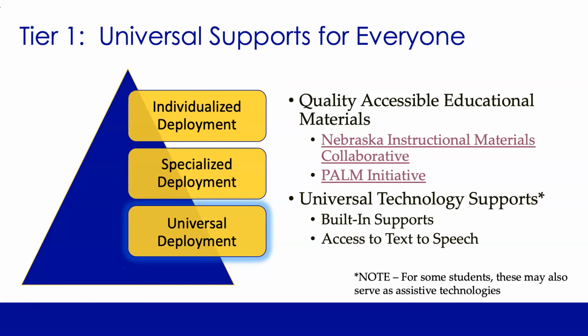In other words, they may not have the decoding or the perceptive skills at the time that they need them in order to gain access to the text-based information. So access to text-to-speech is a really powerful universal technology support that should be widely deployed. This would be one way that we can talk about supporting reading.